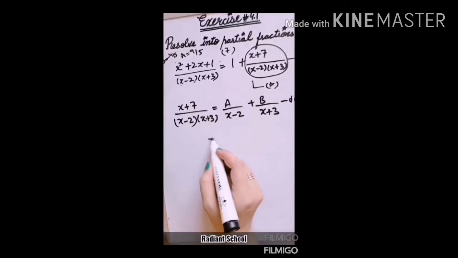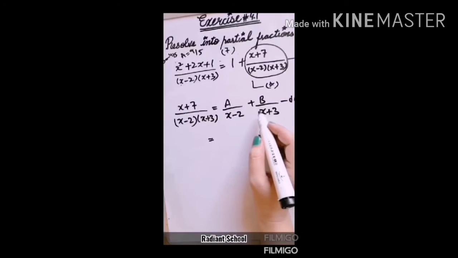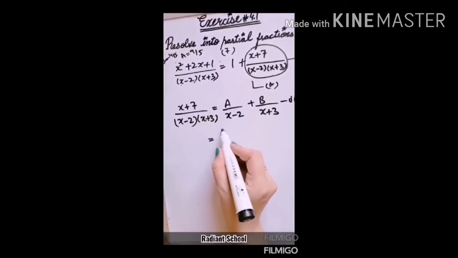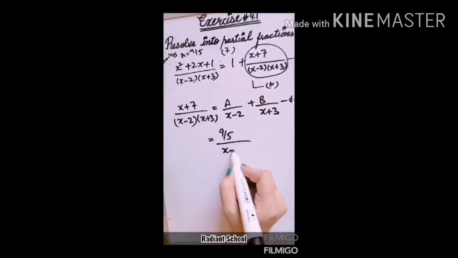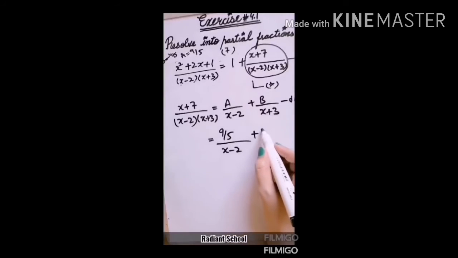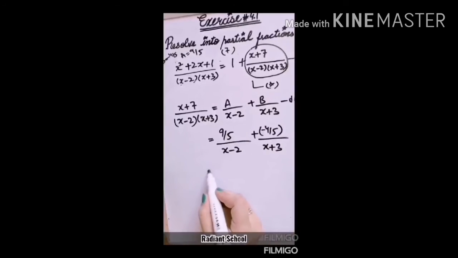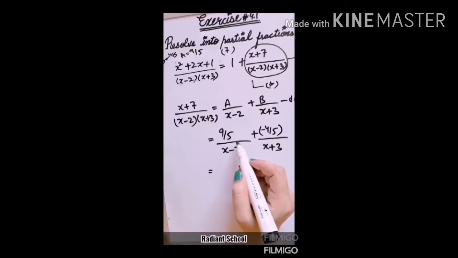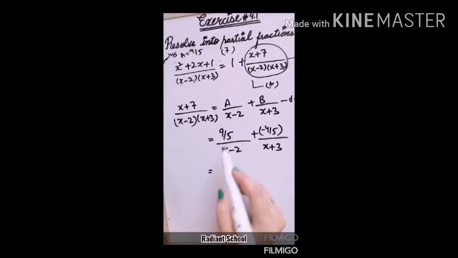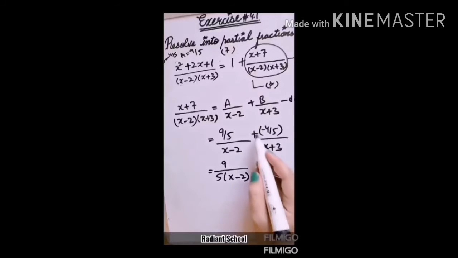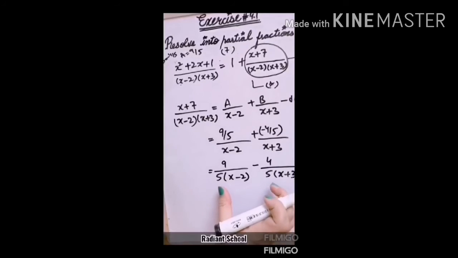Students, now we have to put these values in equation number 2. Say this is equation number 2. Capital A is 9 by 5 divided by x minus 2, plus B is minus 4 by 5 divided by x plus 3. Let's simplify it. If your answer of capital A is in fraction form, you have to write this denominator with the other denominator, meaning both the denominators will be combined here. This 5 I will write with x minus 2, plus minus 4 divided by this 5 will be with x plus 3. Both the denominators we have to combine. This is your simplified answer.